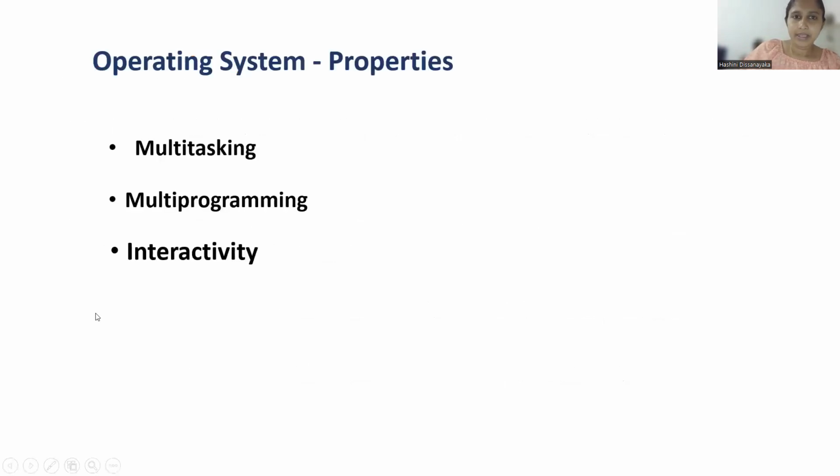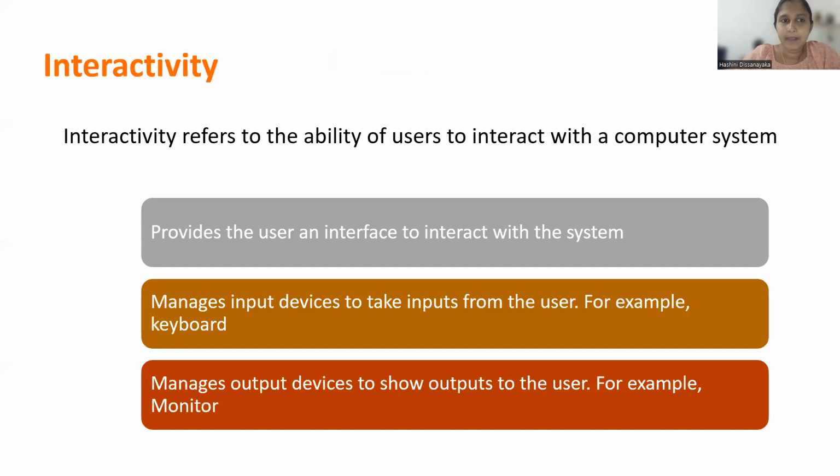Okay, now we move on to learn about operating system properties. You know, an operating system can do multitasking, and also multi-programming. And the other one is interactivity. Interactivity means, before the development of the operating system, at the very beginning, they used command line interfaces. Under interactivity, it refers to the ability of users to interact with the computer system.